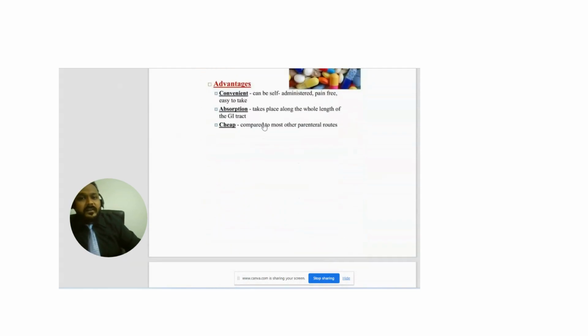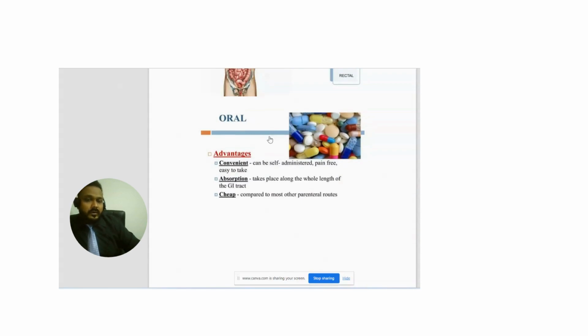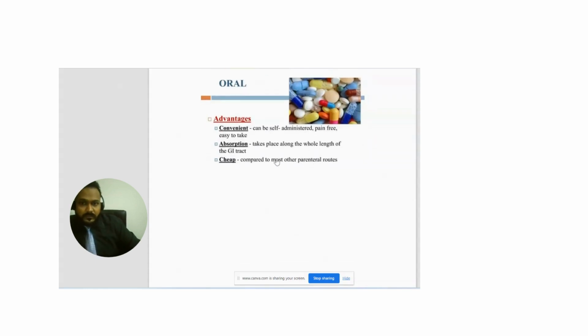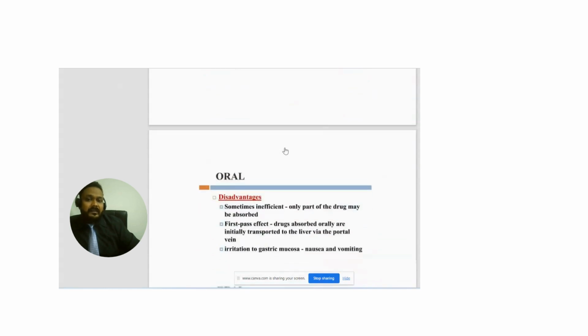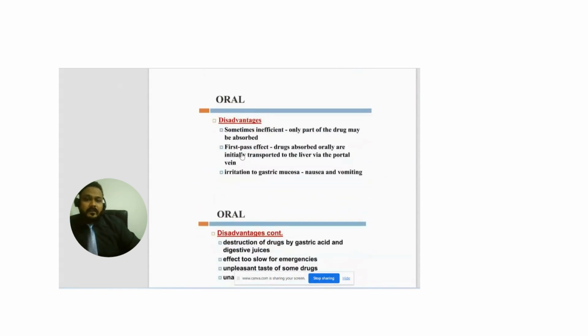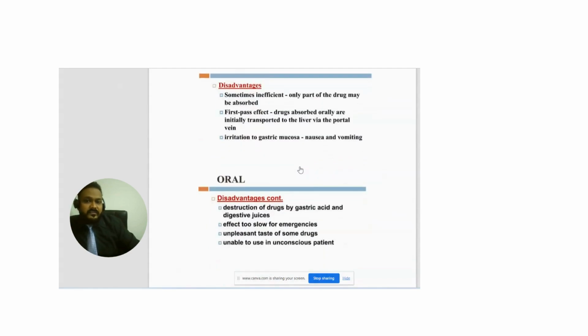Now, what are the advantages and disadvantages of oral route? Oral route is a very common route. It is very cheap, and self administration is possible. It is free from pain, and anyone can take medicine by this route. Absorption takes place through the GI tract, and it's very cheap if we compare with parenteral. Now the disadvantages are: first pass metabolism sometimes deactivates the drug, so such kinds of drugs are given by other routes, and drugs which can cause gastric mucosa irritation cause the feeling of nausea and vomiting.